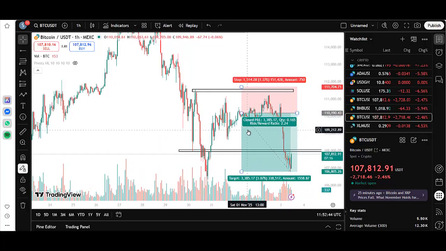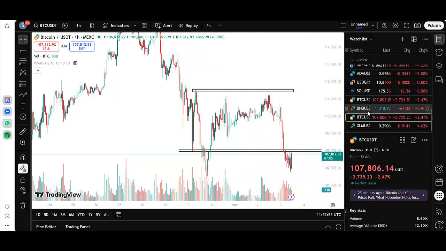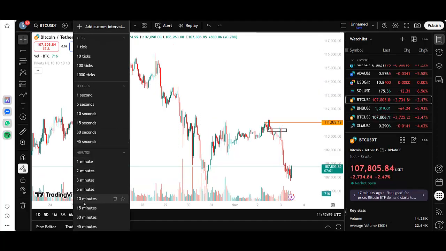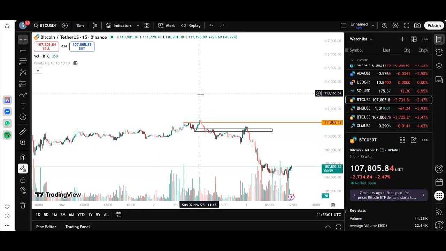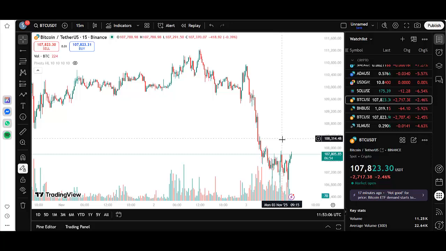So you can use this strategy, a very simple strategy. You can use this strategy in all the time frames. Let me just show you. So let's go to, let's say, the 15 minutes time frame, and let me show you how you can use this strategy in the 15 minutes time frame.